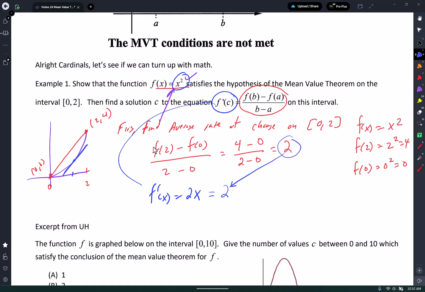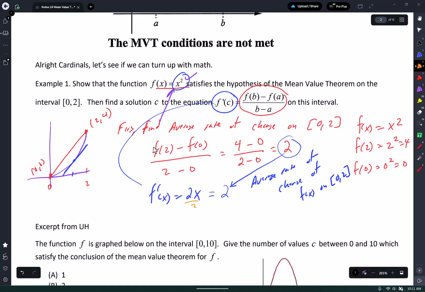Not to be confused for that. That's your average rate of change of f of x on 0, 2. There's 2's all over the place. Divide by 2, divide by 2. X equals 1. Are you shocked?